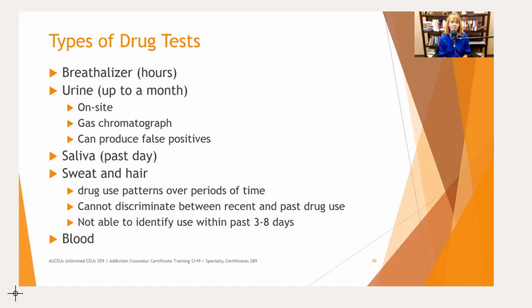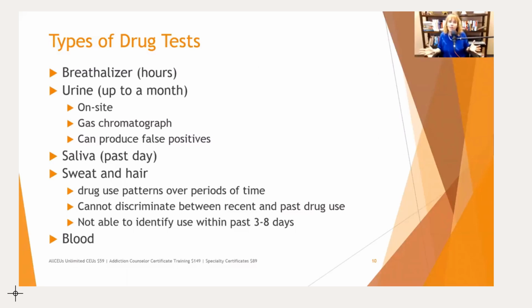A gas chromatograph can also be used to identify specifically what's in the urine. Saliva will identify what the person has used within the past day. Sweat and hair can be used. They show drug patterns over time, especially hair. As the hair grows out, it will give a better idea of what was used over time, because our hair grows really slowly. So you can get quite a bit of information from a strand of hair. It can't discriminate between recent and past drug use, though.